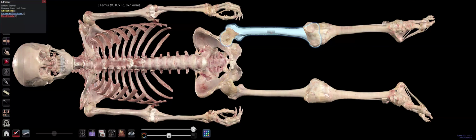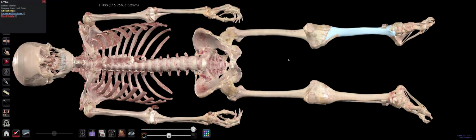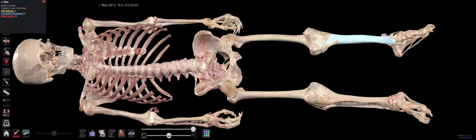That's the femur. And what's the lower leg bone down here? That's the tibia. And then what's the lateral bone in the lower leg here? Somebody said the fibula. That's correct. Yep. All right. So just looking at our bones, just a little bit of review.